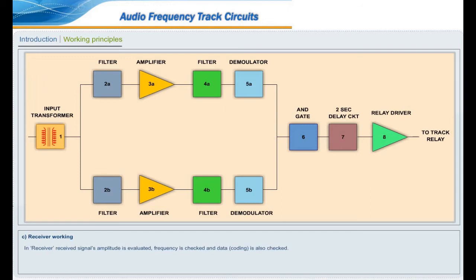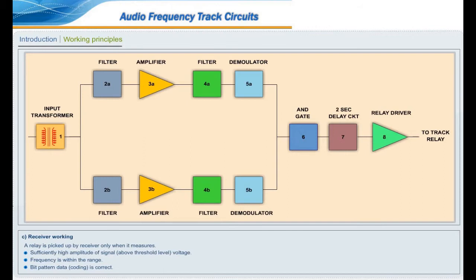In receiver, received signal's amplitude is evaluated, frequency is checked, and data coding is also checked. A relay is picked up by receiver only when it measures sufficiently high amplitude of signal above threshold level voltage, frequency is within the range, and bit pattern data coding is correct.